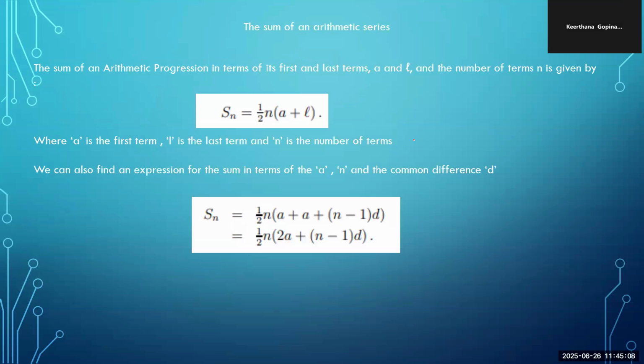Sometimes they will ask you to find the sum of a series. There will be some 20 terms given in the series, and they will say find the sum of the series. That is given by the formula: sum equal to half n into a plus l. Simple, no? Sum of the series is given by 1 by 2 n into a plus l. A is the first term, L is the last term, N is the number of terms. That's it.